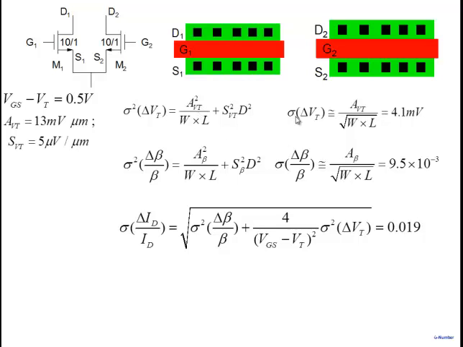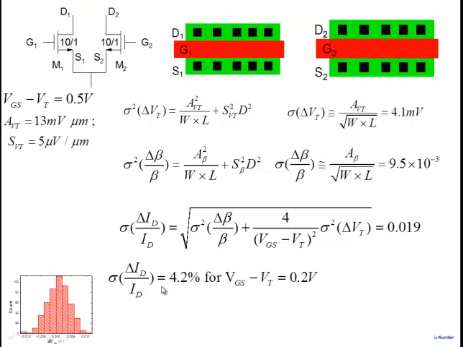So if I just take the first term, the standard deviation is 4.1 millivolt. The standard deviation of delta beta by beta I can also calculate, given the W by L's, and sigma of the percentage change in current is 0.019, or 4.2%, when VGS minus VT, the gate overdrive, is 0.2 volt. And remember, what is of interest is not just sigma. At least 3 sigma is what you would take, right? Most of your devices will lie within 3 sigma. So 3 sigma is 12.6% here. All right. So it's fairly large. I just took 2 transistors, 10 by 1, and I'm showing that 3 sigma for this is 12.6%. So it's a fairly large change in current that one is talking about here.